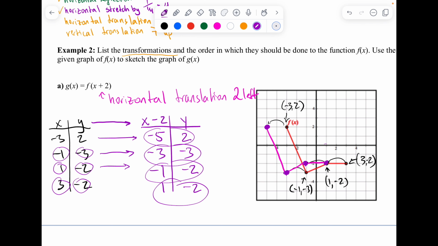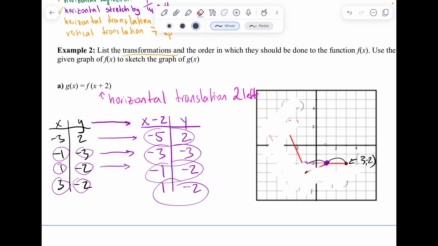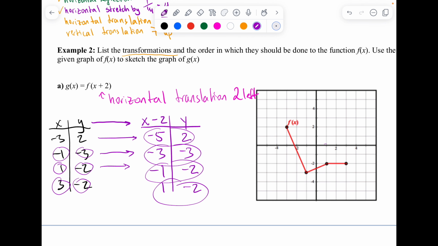So see how we can get a graph? If I don't want to do the whole shifting the graph over point by point, I can just do this mapping statement and I can plot the new points. So negative 5, 2, negative 3, negative 3, negative 1, negative 2, and then 1, negative 2. And so here is the purple graph that matches the red graph.